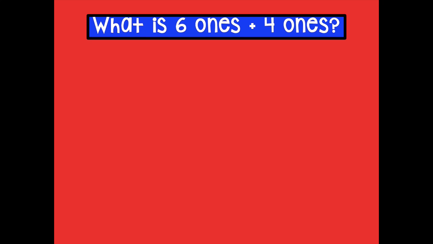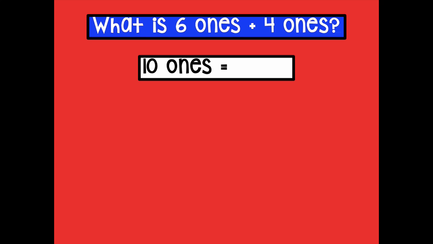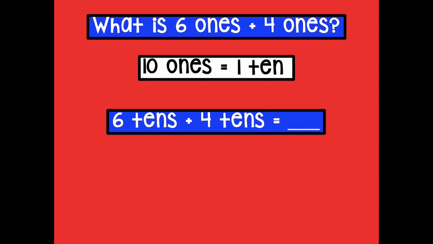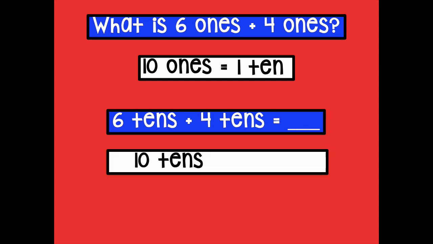All right, friends, let's look at a new one. So we have, what is 6 ones plus 4 ones? Yeah, it's 10 ones. But 10 ones, what does that equal? Yeah, 1 ten. Okay, how about 6 tens plus 4 tens? How many tens is that? Yeah, it's 10 tens, right?